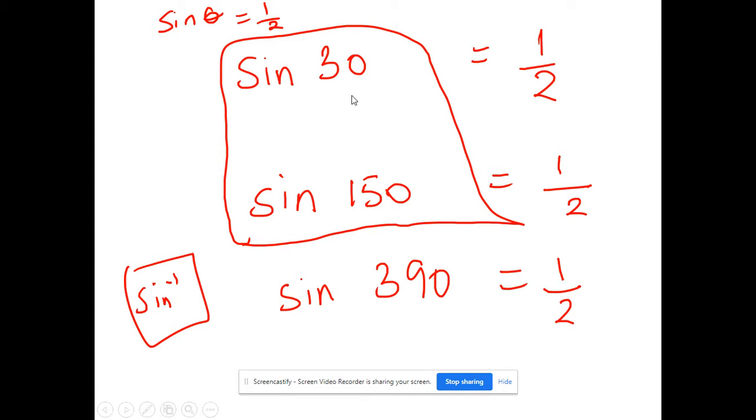And similarly, sine of 60 will equal sine of 120. They're both pairs of 180. So sine of 60 is 0.866, and then sine of 120 is also 0.866. So that's the extra step. You get one answer, and then you have to subtract it from 180 to get the other answer.